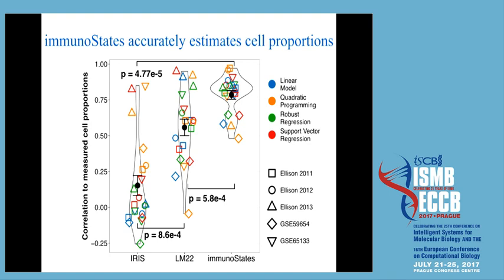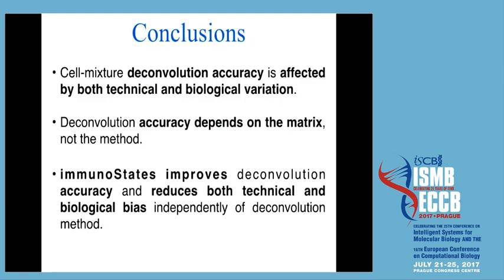So with this, I'd just like to summarize my results. We found that cell mixture deconvolution is actually affected significantly by both technical and biological variation. And it depends on the matrix, not the method that you use. So we designed immunoStates, a new basis matrix that reduces both technical and biological bias, and as a result, gives you higher deconvolution accuracy.